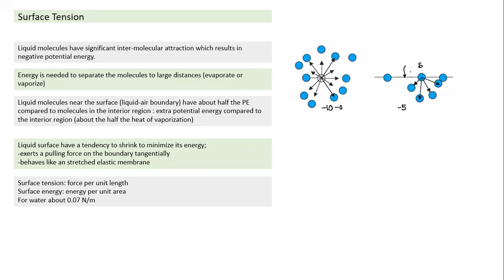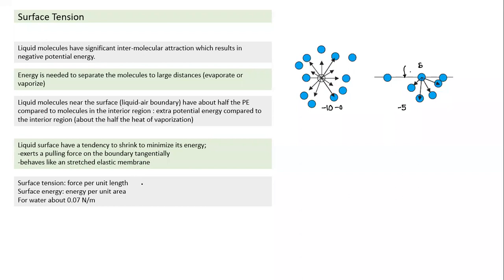Whether force per unit length or energy per unit area, the dimension is the same. For water, it is something like 0.07 Newton per meter. We can also say it is 0.07 joules per square meter. Both are the same thing, so you can understand the surface tension property in two ways.